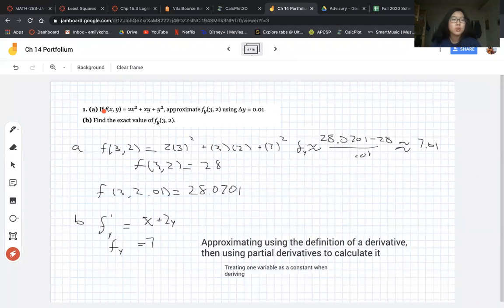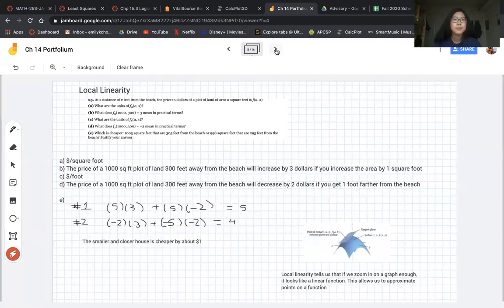So the way we calculate partial derivatives is just by treating one variable as a constant and differentiating in terms of the other variable. Then all we have to do is plug in the points for this problem, and we can get the partial derivative and the slope at that point.